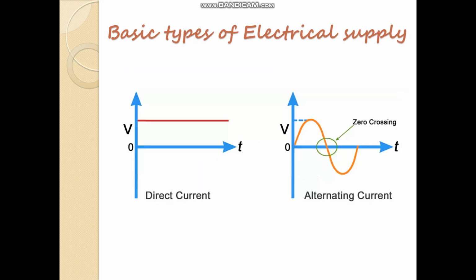See, these are the basic types of electrical supply: DC supply and AC supply. In DC supply, the magnitude and direction of the quantity is constant, and in AC supply, the magnitude and direction of the quantity change with respect to time.